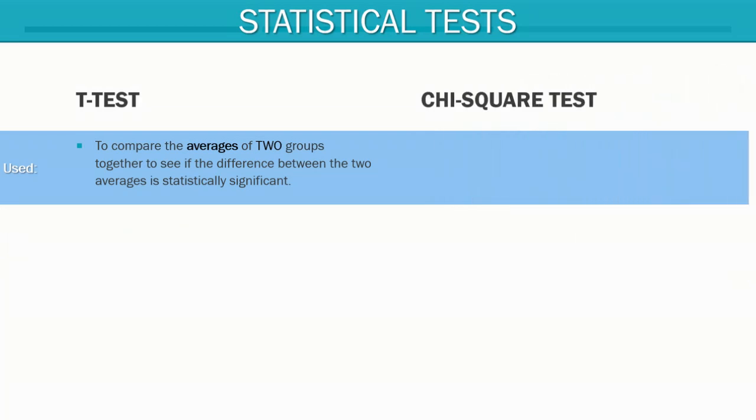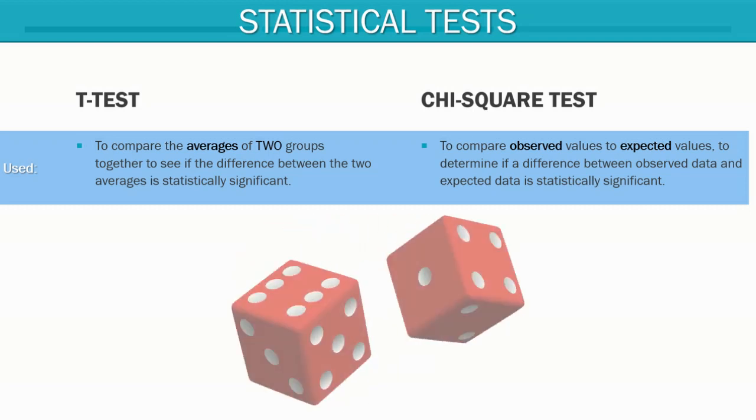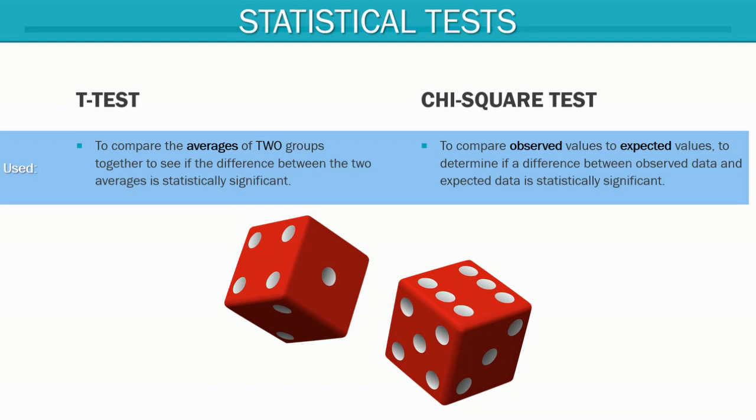In contrast, a chi-square test is used to compare observed values to expected values to determine if a difference between observed data and expected data is statistically significant. A classic example of this is if you have an acquaintance. Let's pretend your acquaintance's name is Charlie, all right? So Charlie loves rolling dice. Charlie has been on a winning streak lately, rolling sevens multiple times in a row.